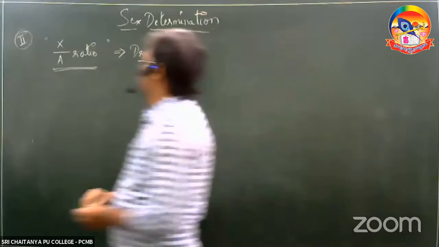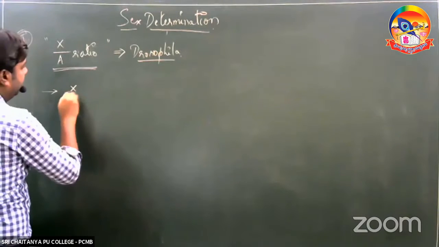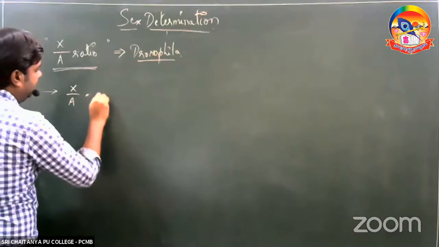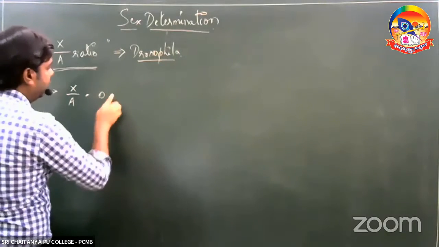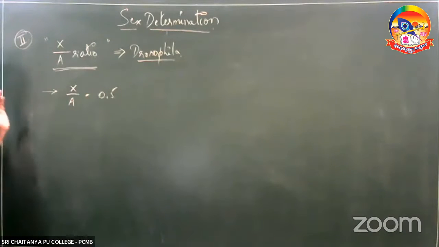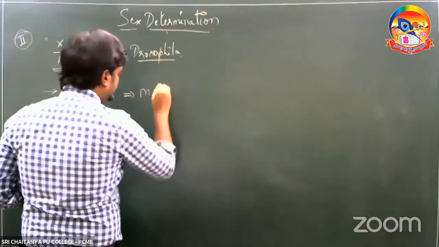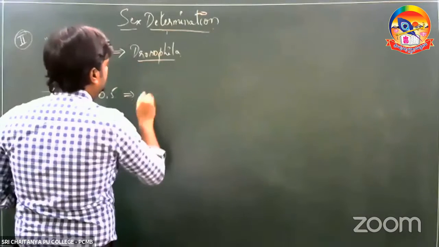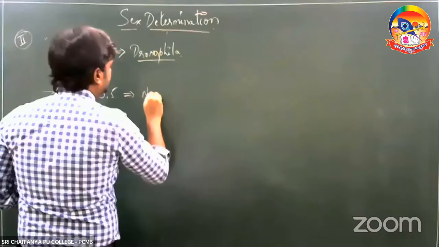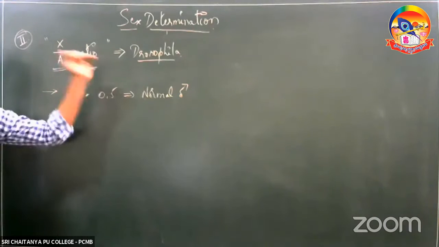Now, let us take up the ratios here. Try to take down these ratios because these are important from the exam point of view also. If the X by A ratio is 0.5, that type of individual will be a normal male. So if the X by A ratio is 0.5, then the individual would be a normal male.